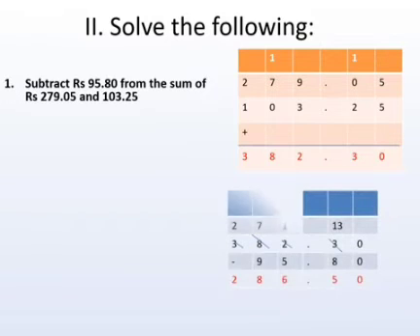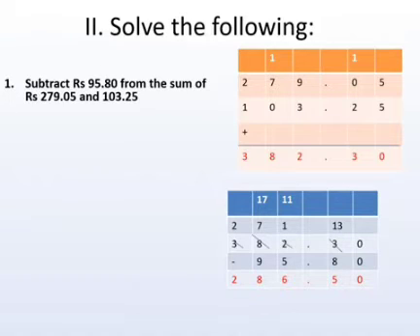Now we need to subtract. So first you need to take the greater number 382.30. Put minus sign. So how much we have to subtract? We have to subtract 95 rupees 80 paise. So 95.80. 0 minus 0 is 0. 3 minus 8. It's not possible, right? Let us go to next number. Borrow 1 from 2. So it becomes 13. 13 minus 8 is 5. Place the decimal point as it is.